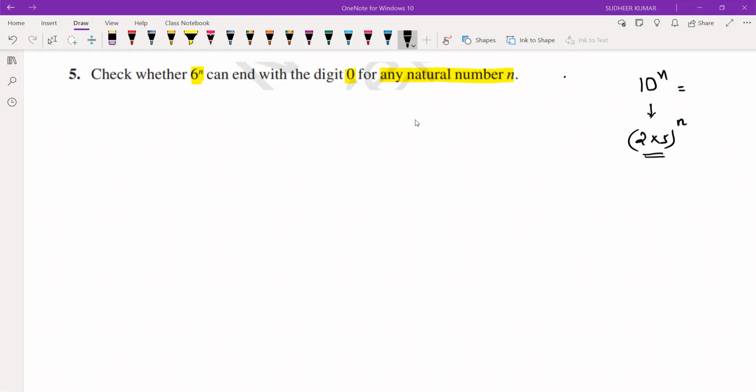Now let us take this and write the solution. 6 power n is given. So how do we write 6? 2 into 3, whole power n. But we need 2 into 5, power n only. Here 2 times 5 is not a factor, the prime factor of 6. So 6 power n will never end with 0.